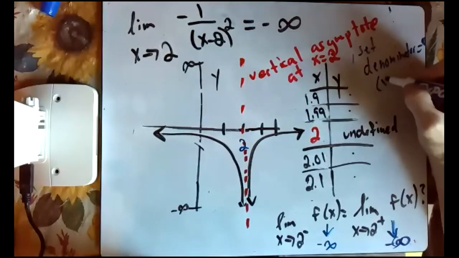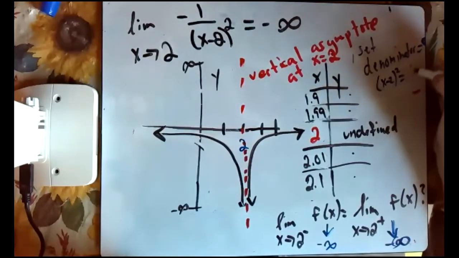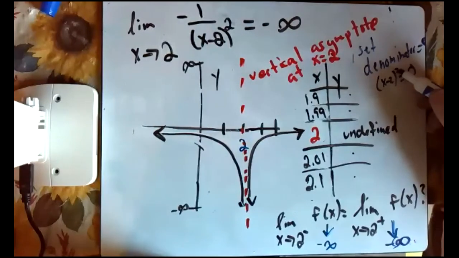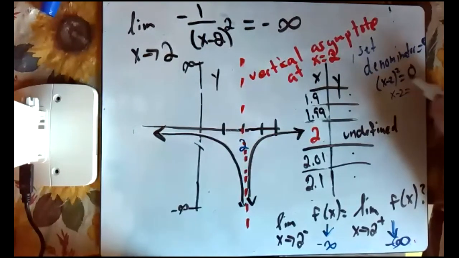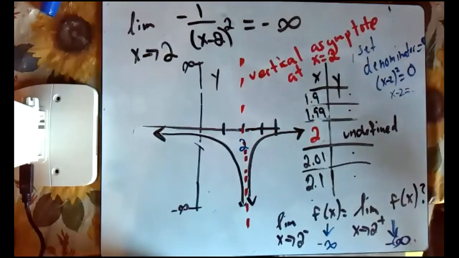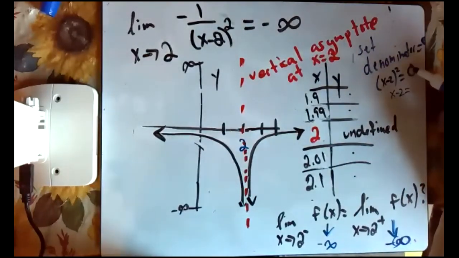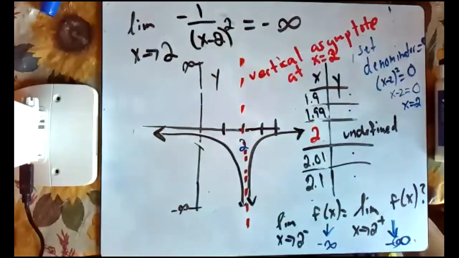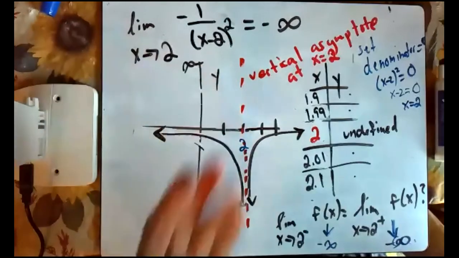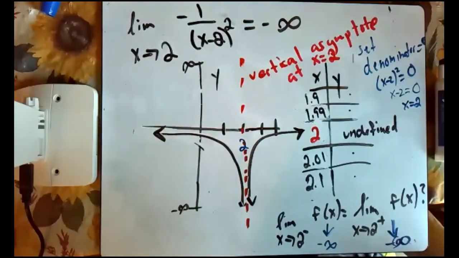So you'd say (x minus 2) squared equals 0. Really, this square doesn't affect anything. You could get rid of it algebraically by taking the square root of both sides, but then you get the square root of 0, which is 0. And you're left with x minus 2 equals 0, and so x equals 2. That's how you find the vertical asymptotes. Again, that comes from Math 130. You set the denominator equal to 0, and you solve it.